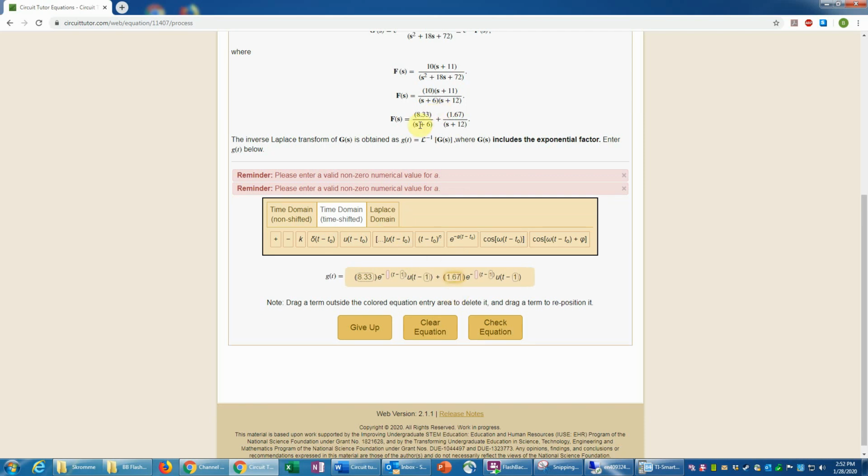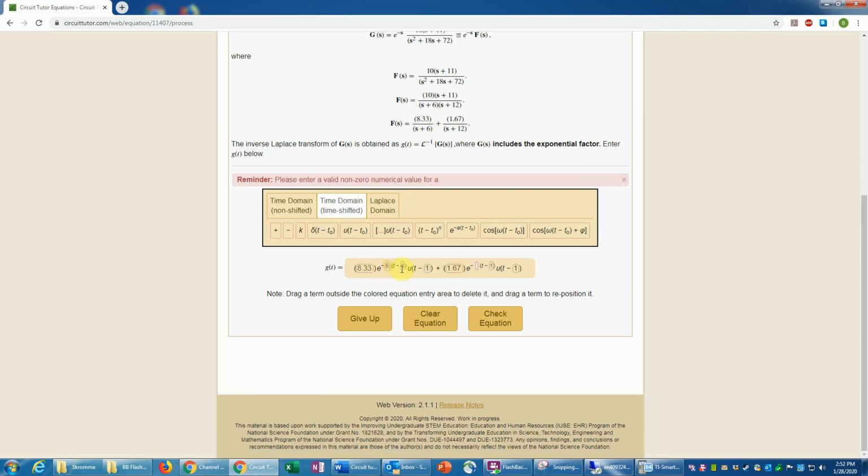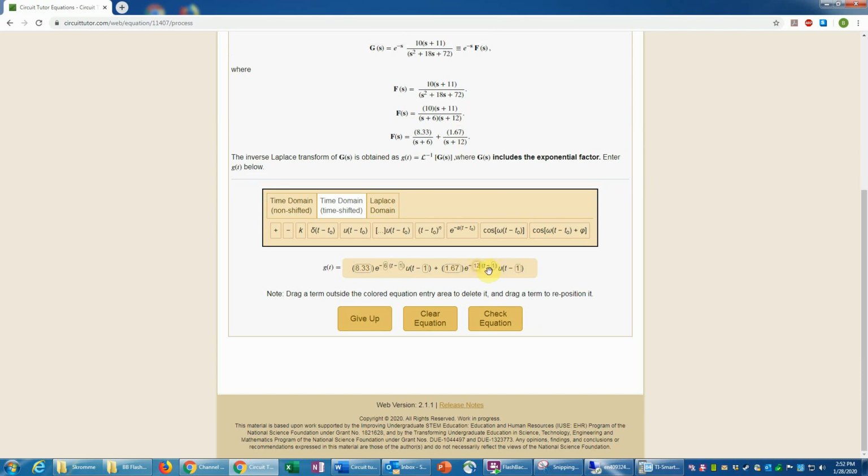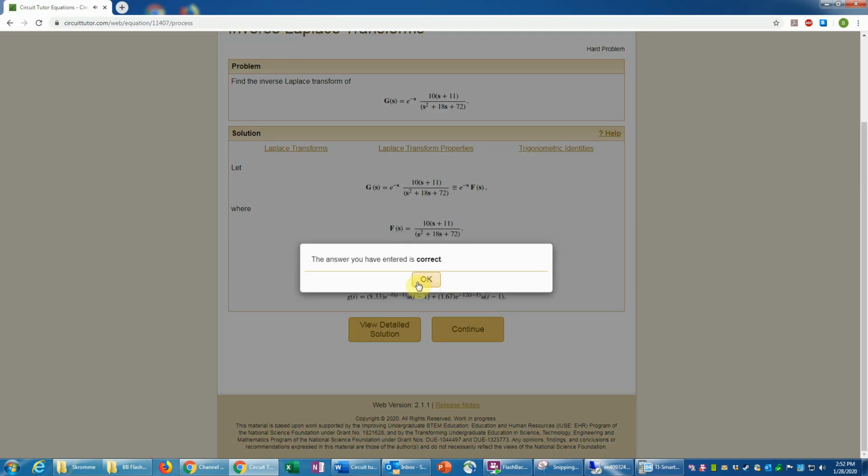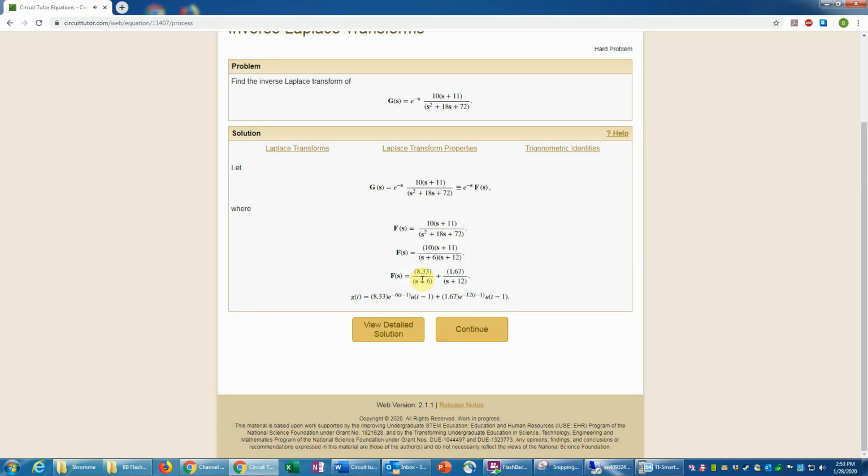And then for the first term, I have s plus 6, which is my a, the 6. So it's e to the negative at. So it would be e to the negative 6 times t minus 1, because again, I'm using that time shifting property. And then the second one, it's s plus 12, so my a there is 12, so it would be e to the negative 12 times the t minus 1 argument. So that should be the complete answer, and that, in fact, is correct.